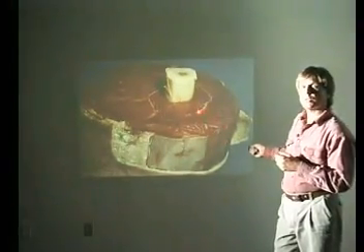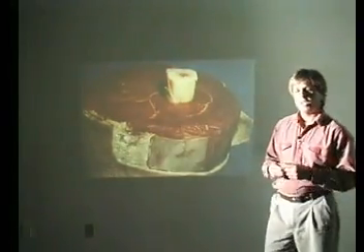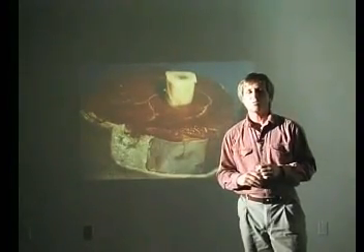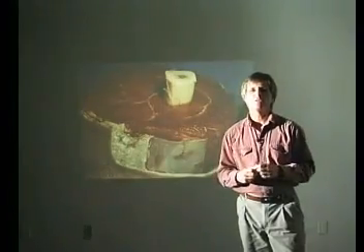4, the myofascia around the outside of the muscles. 5, intermuscular septa. 6, the periosteum. And 7, the bone. Now, it's not always 7 layers. In some places you have lots more layers, and in some places a few less. But that generally gives you a summary of how the fascial layers are laid out in the body.